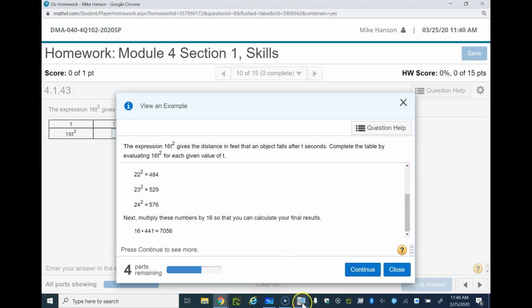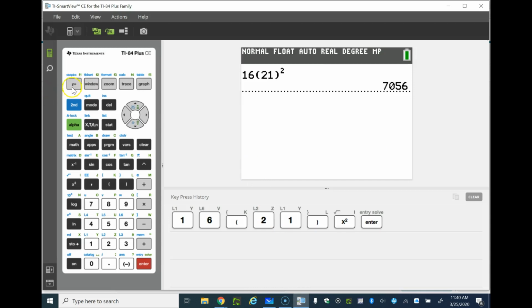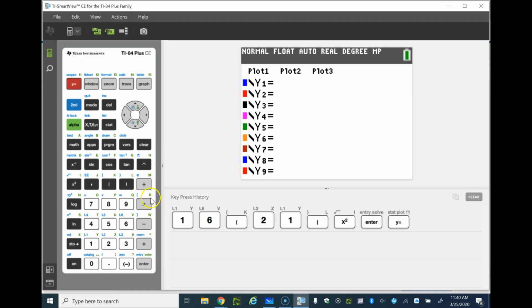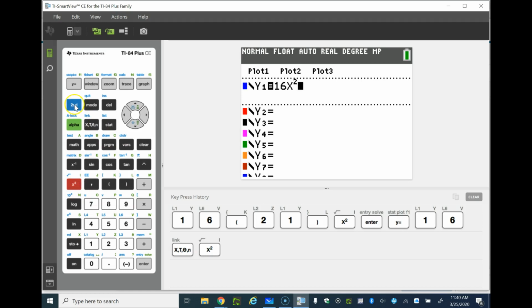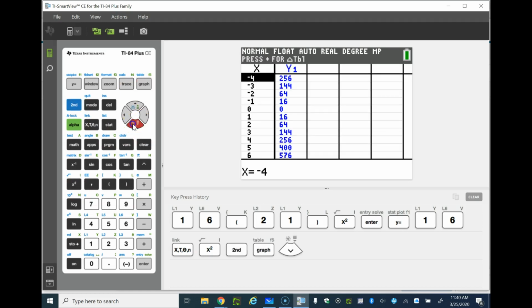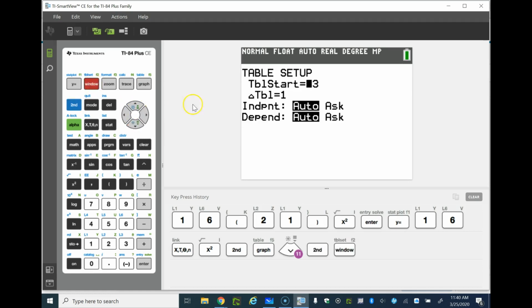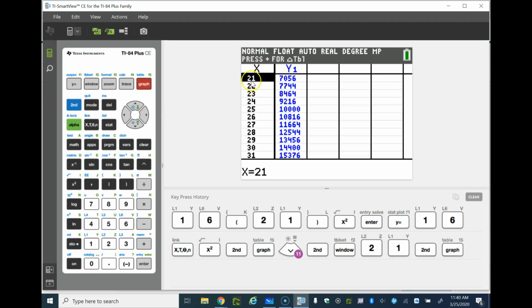But you can also, and this will be helpful when we get into DMA 50, use the y equals feature, and you can get the answers a lot quicker that way. You put the same equation in, 16, but instead of t, we have to use x, and then you square. Then if you hit second table, you can either scroll down to 21 or hit second and then window and ask it to start at 21. So instead of -3, I'm going to start it at 21, hit second and then graph. And then you see 21 gives 7,056.